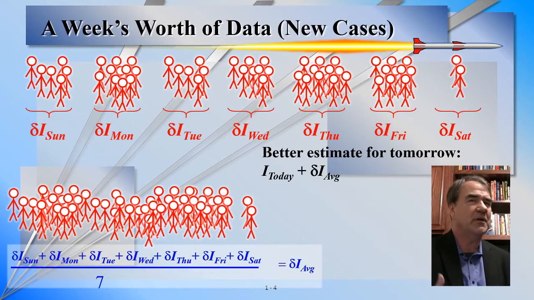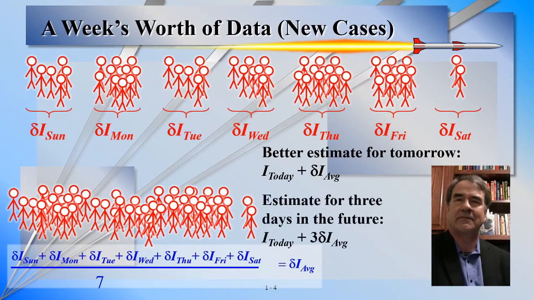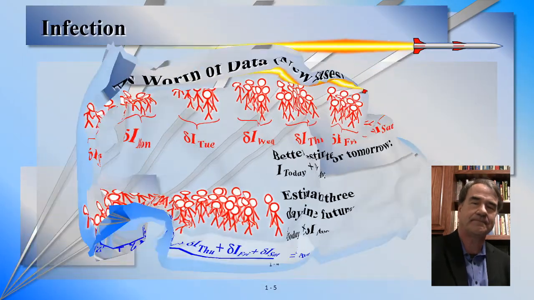And of course, maybe we don't want to predict just for tomorrow. Maybe we want to know how many 3 days from now. So we also could say, well, maybe it's the number today and then 3 times the daily increment that we saw over the previous week.